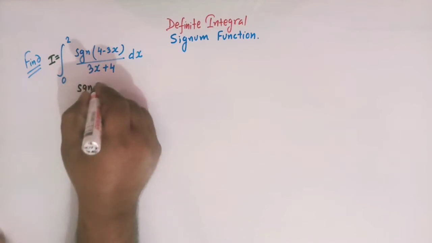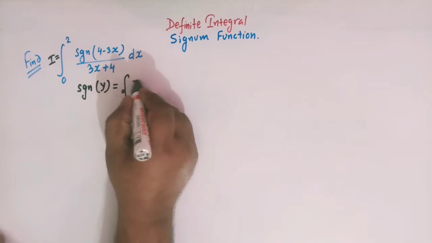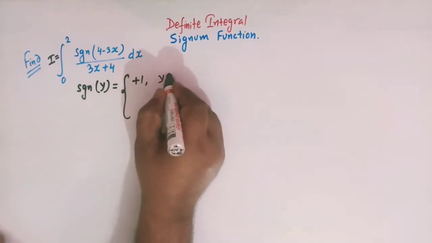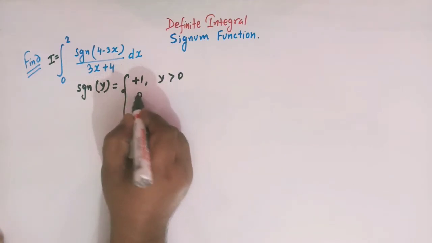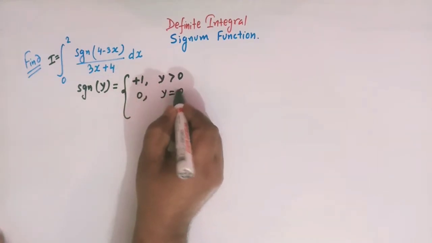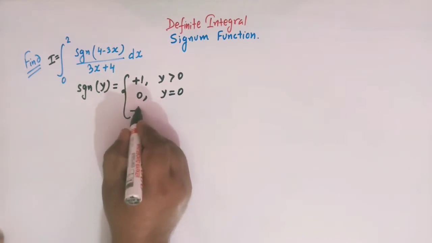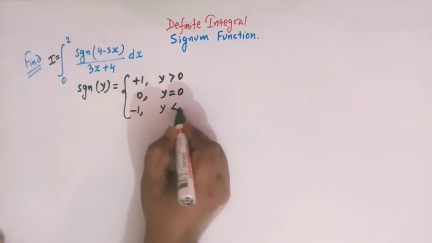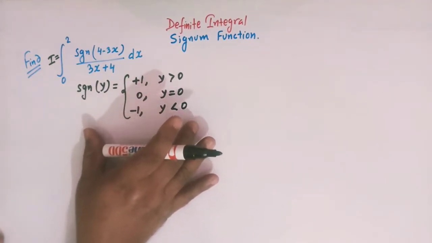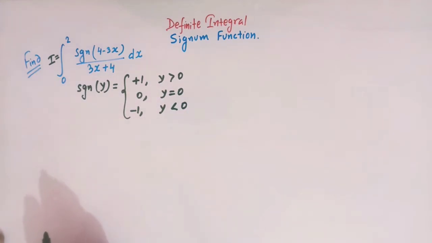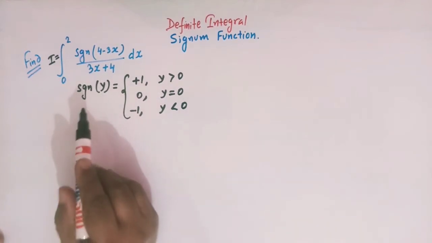See, Signum of y is equal to plus 1 whenever y is greater than 0, and Signum of y is equal to 0 whenever y is equal to 0, and Signum of y is equal to minus 1 whenever y is less than 0. So this is the standard definition of the Signum function, and this definition speaks a lot.